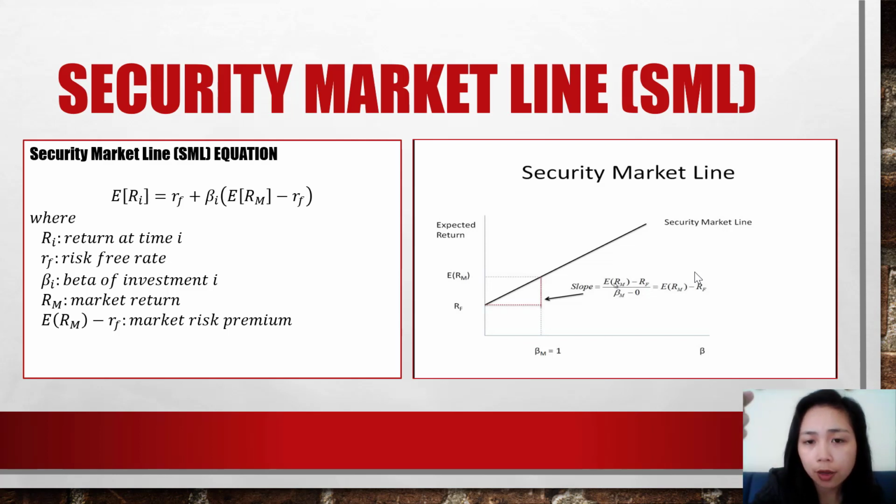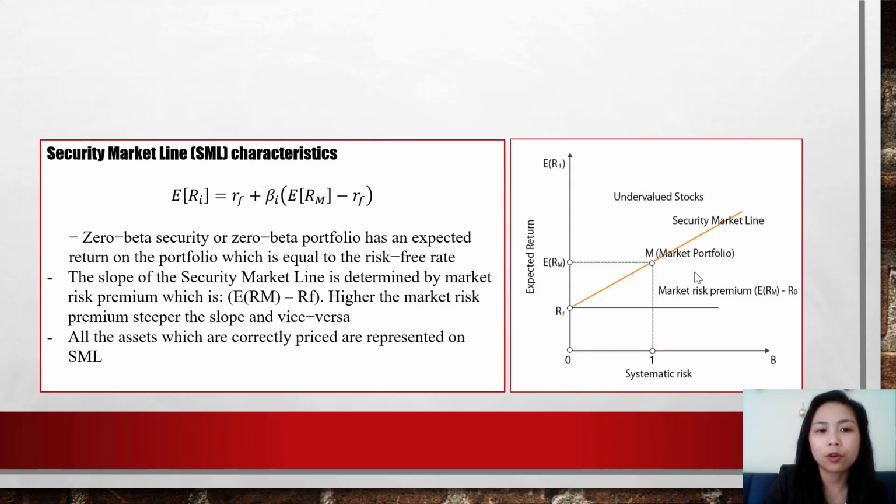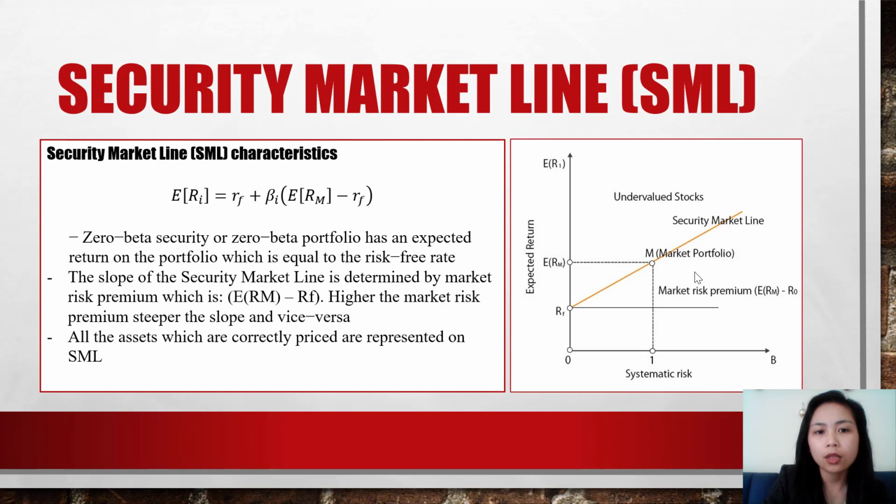For the security market line, we see that they make use of the beta of the investment, and the slope is the risk premium of the market. Yeah, those were the two main differences between the security market line and the capital market line. And some more characteristics of the security market line. Here, this is the equation of the security market line.